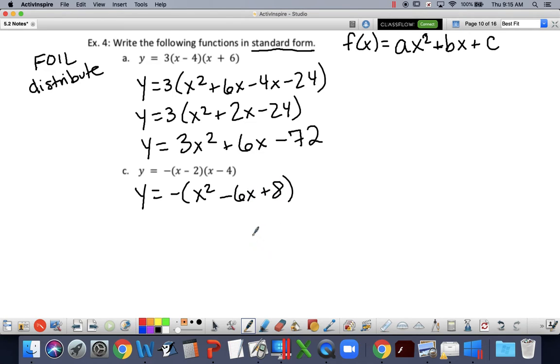Notice in this one, I kind of skipped the step, right? I combined my like terms, and then I go ahead and I distribute that negative sign through. And I am left with the standard form of this function. It started out in intercept, and now it is in standard.